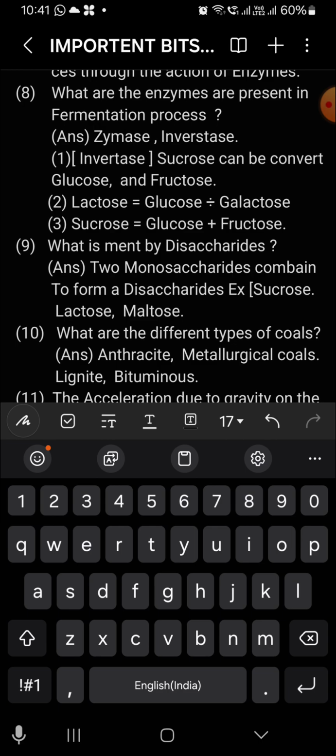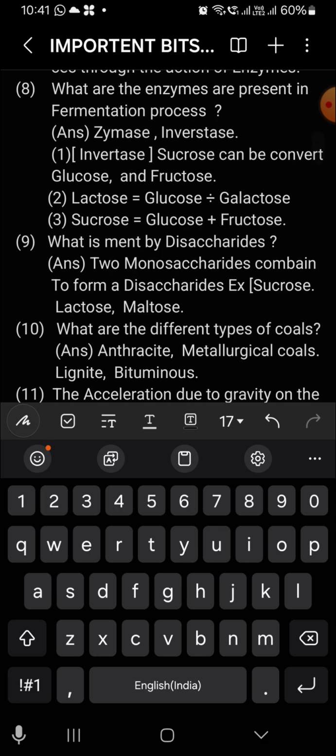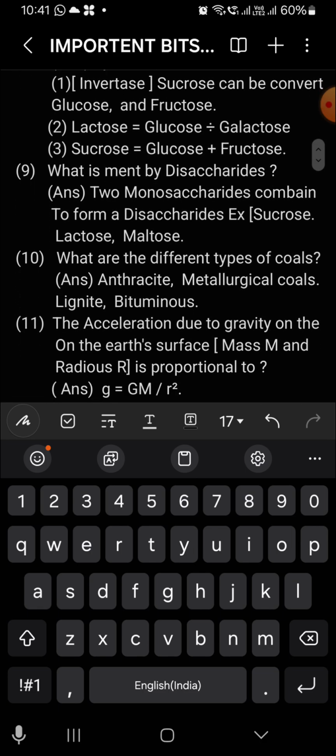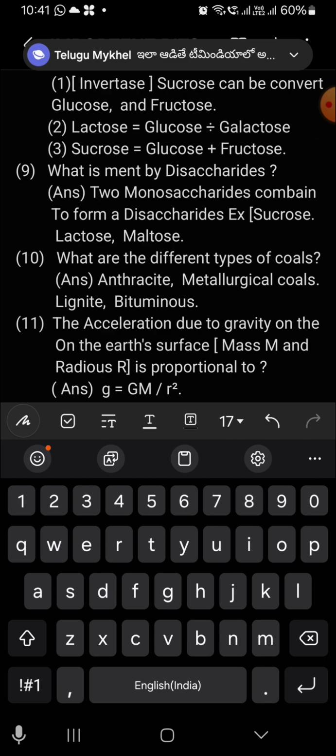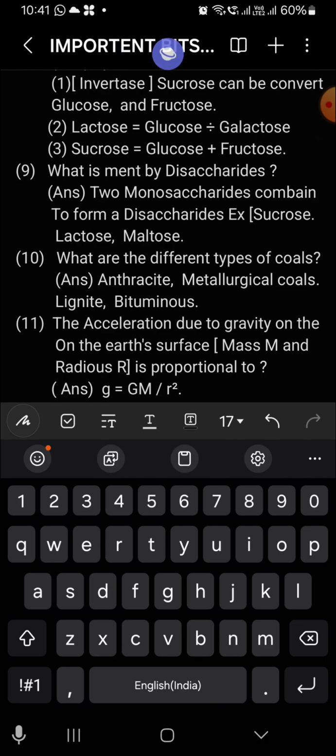What is the main function of invertase? The main function of invertase is that sucrose can be converted into glucose and fructose. What about lactose? Lactose means glucose and galactose. Sucrose means glucose and fructose.